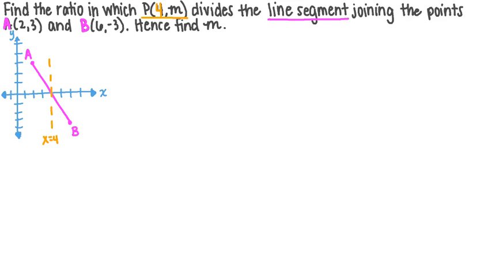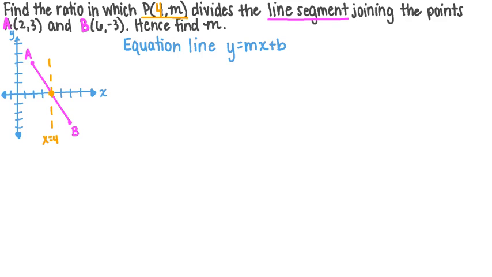But we don't know y. However, we do know that P is also lying on the line segment AB. So P will be located where they intersect. Now it seems like we could kind of guess where P would be located. However, let's be sure and calculate that. Now we can find a point where two lines intersect, but we need to know the equation of the lines. We know that the dashed yellow line is x equals 4, but we don't know the equation of line segment AB.